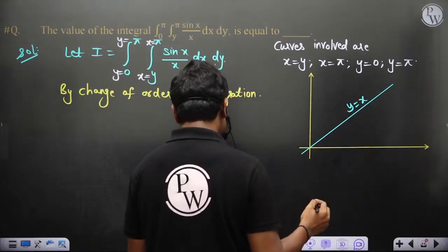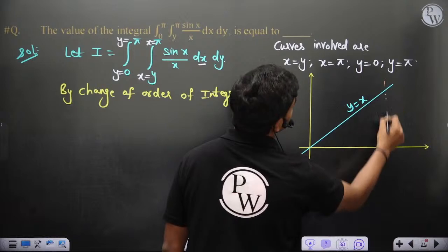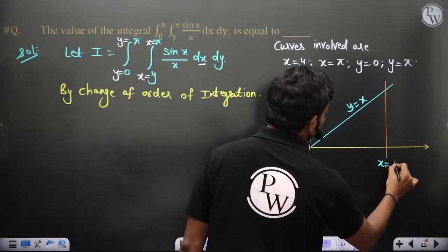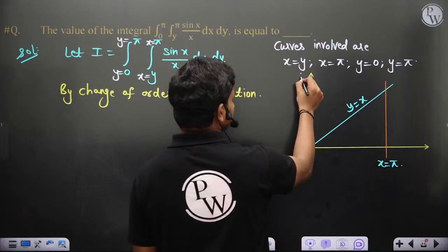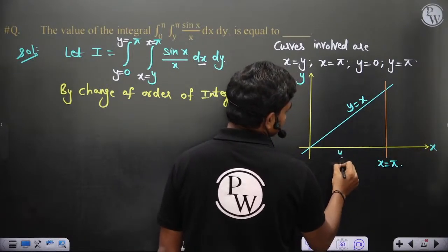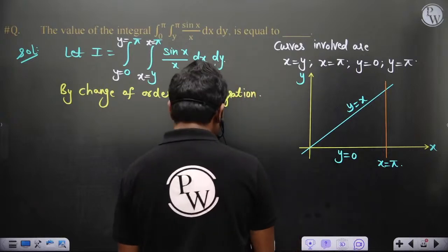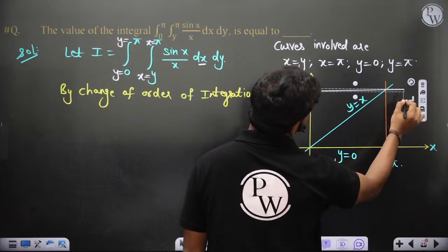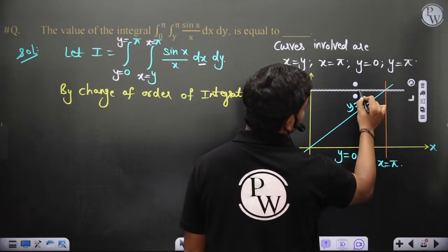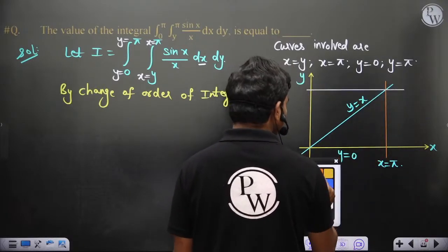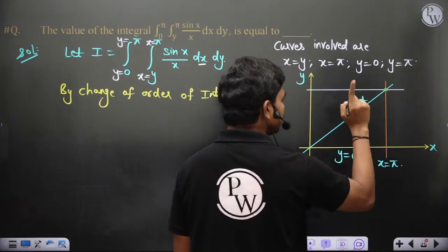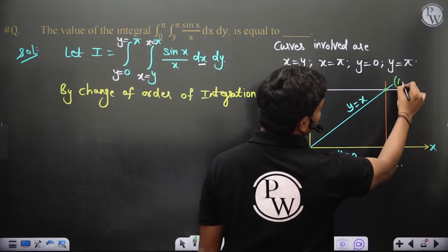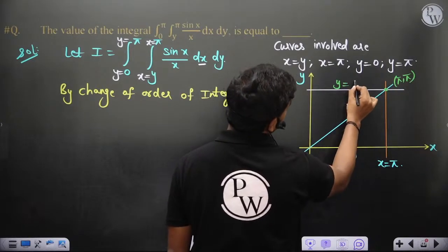Then x equal to pi is something like this. Then y equal to 0, which is nothing but the x-axis, and y equal to pi. If you take y equal to pi, you have a line something like this. This line will definitely pass through this point of intersection. The reason being, if this is x equal to pi, and this is the line y equal to x, then the point of intersection is pi comma pi. So y equal to pi is like this.